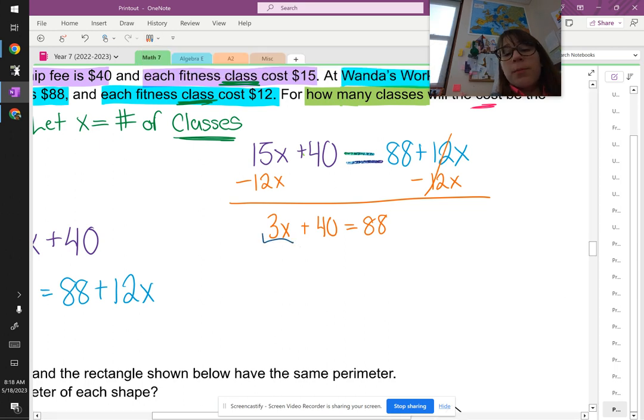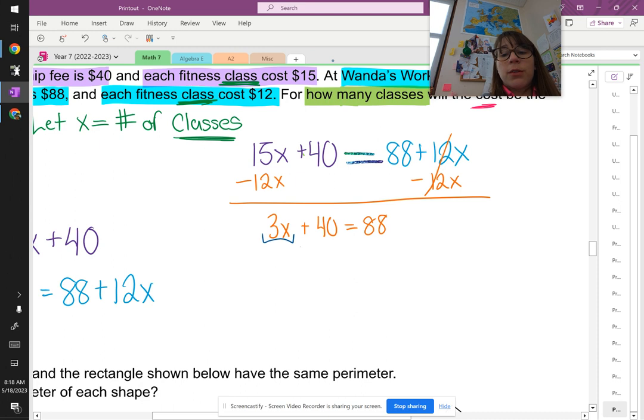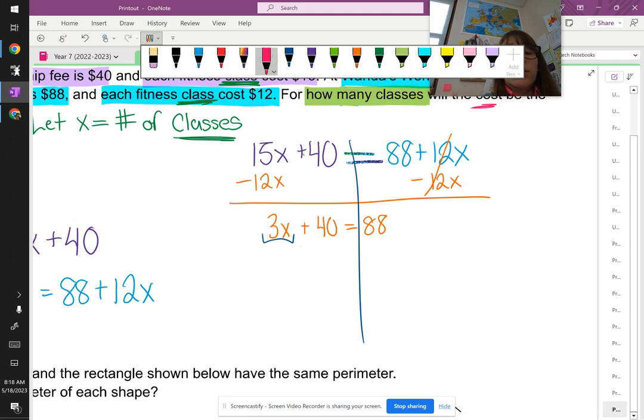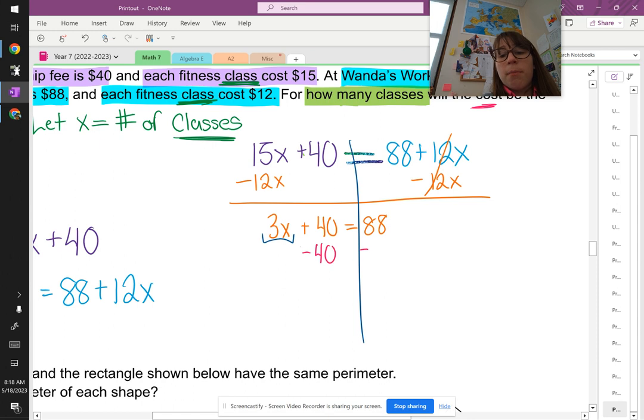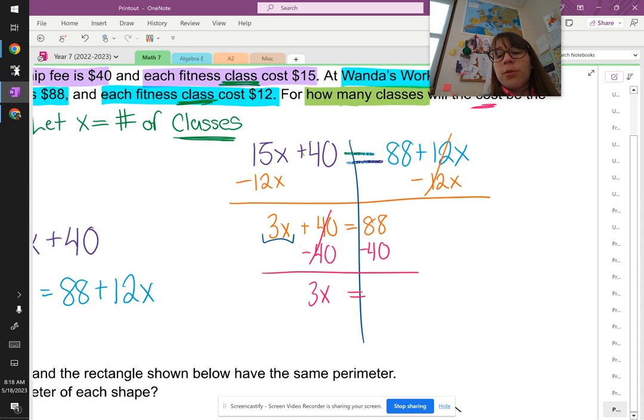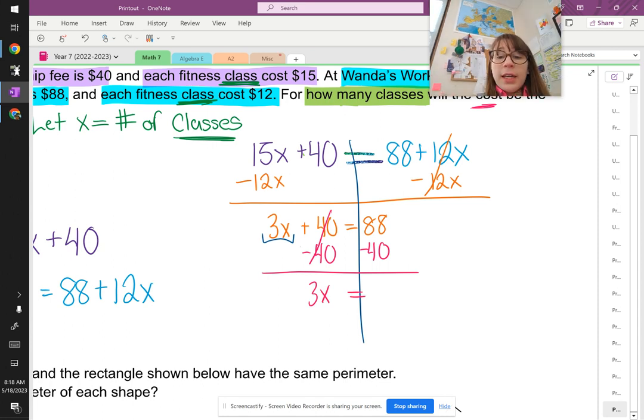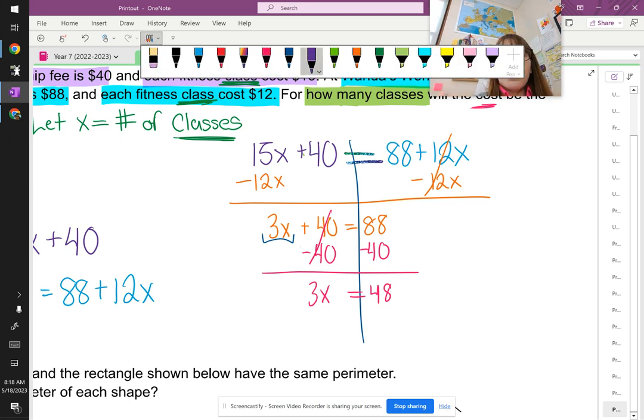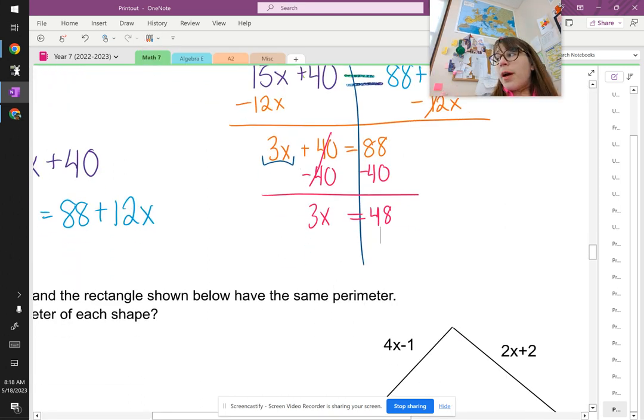The 3x, my x term, is being prevented from being alone by that positive 40. The opposite of a positive 40 is a minus 40, so I'm going to minus 40 to both sides. My positive and negative 40 cancel out to 0, so I don't have to write that. 88 minus 40 is going to leave me with 48. X is being multiplied by 3, so we're going to do the inverse and divide both sides by 3 to get x equals 16.